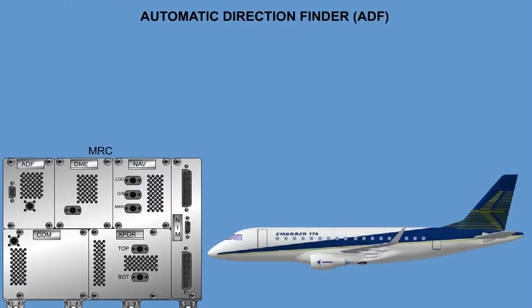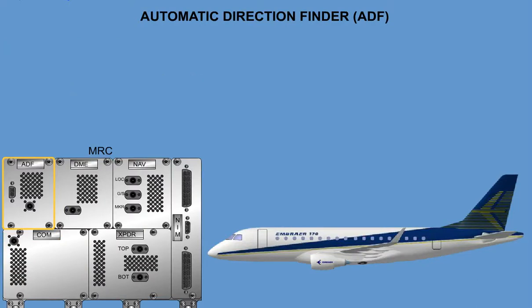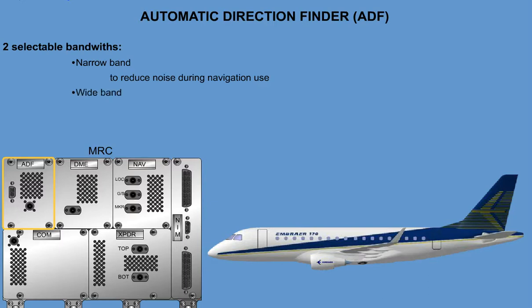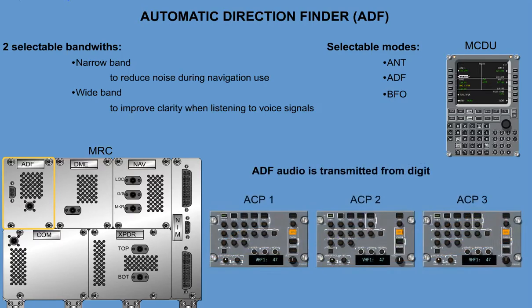The Automatic Direction Finder system is an integrated part of the EPIC avionics suite. The ADF module enables en route and terminal navigational and area guidance. The ADF has two selectable bandwidths, a narrowband mode to reduce noise during navigation use, and a wideband mode to improve clarity when listening to voice signals. The selectable modes are antenna, ADF, and beat frequency oscillator. ADF audio is transmitted from the digital audio bus to each audio panel in the system.